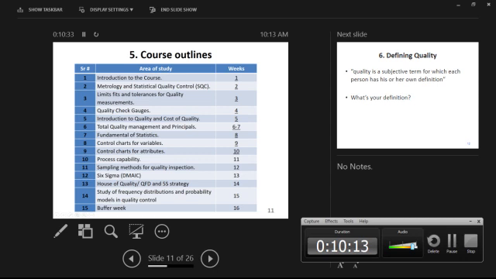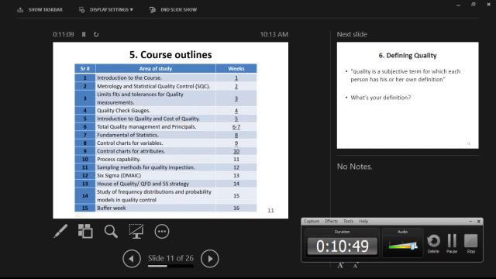The fundamentals of statistics are also required to know about quality, which we will cover in week 8. There are control charts for variables and control charts for attributes. We will cover those in weeks 9 and 10. Process capability is to check whether the process is capable or not. There are some charts and limits, so we will check in this topic whether the process is capable of performing or not. That also comes under quality inspection of the process.